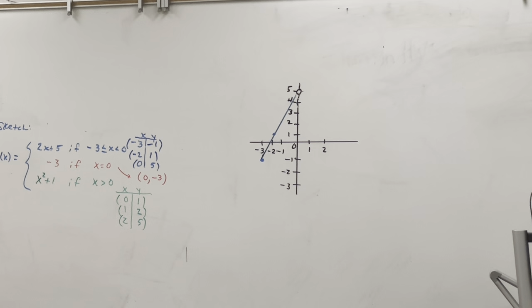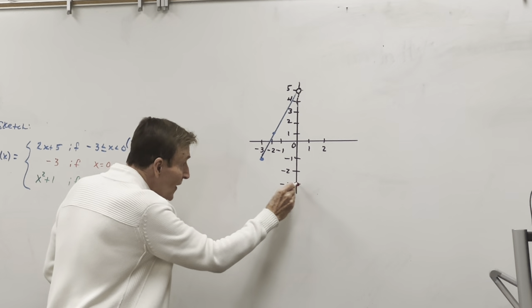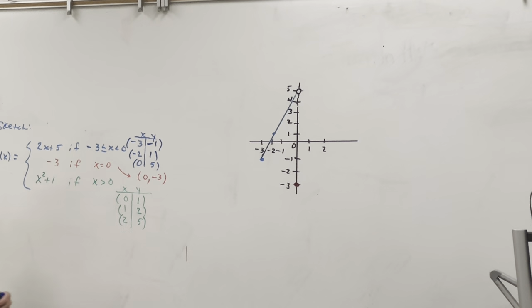The red one, this is what Anthony was telling me. He said, Professor, the red one just says go down to negative 3 and darken it in. Do we agree with that? That's piece number 2. Piece number 3 in the green, I've got the points to work with.